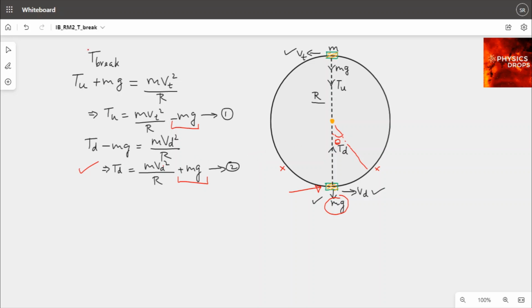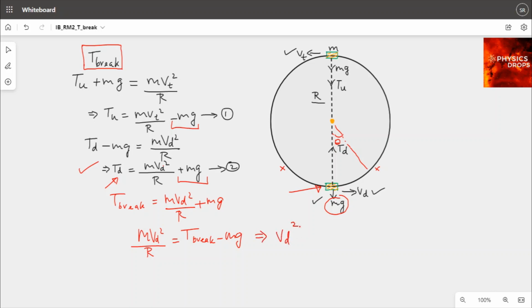Now if we know this T break, or the tension at which the string would break, we can plug it in this equation and see what happens. If we replace Td with T break, then this would be m vd squared by r plus mg. Now this gives us m v squared by r equals T break minus mg. So from this we can find that vd squared is nothing but T break minus mg times r, by cross multiplying, divided by m.